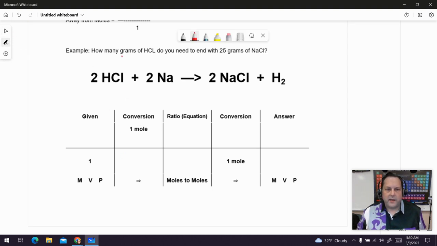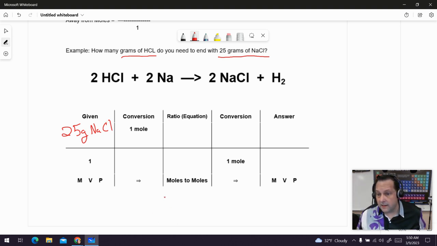All right. How many grams of hydrochloric acid do you need to end up with 25 grams of salt, NaCl, sodium chloride? So what is my given here? That's the first thing I'm going to do, identify my given. The only thing I'm given in this problem is 25 grams of salt. So I'm going to put 25 grams of NaCl.